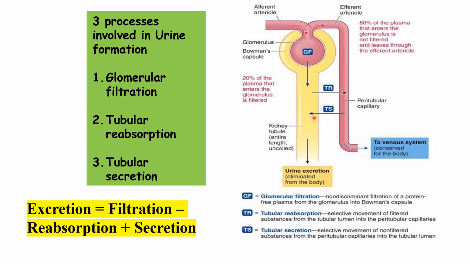The final amount which comes out of the body is called urine excretion, eliminated from the body. Glomerular filtration is the movement of protein-free plasma from the glomerulus into the Bowman's capsule. Reabsorption is the selective movement of filtered substances from the tubular lumen into the peritubular capillaries or the systemic circulation. And tubular secretion is the selective movement of non-filtered substances from the peritubular capillaries into the tubular lumen.